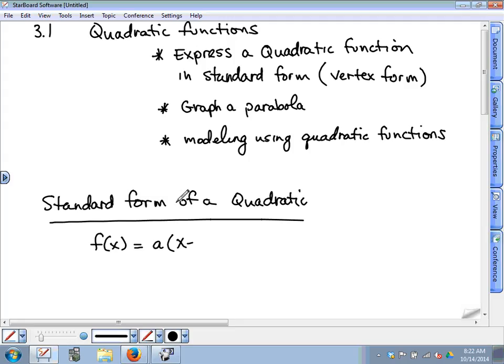Where were we? A standard form of a quadratic function looks like this. F of x equals a times quantity x minus h squared plus k.